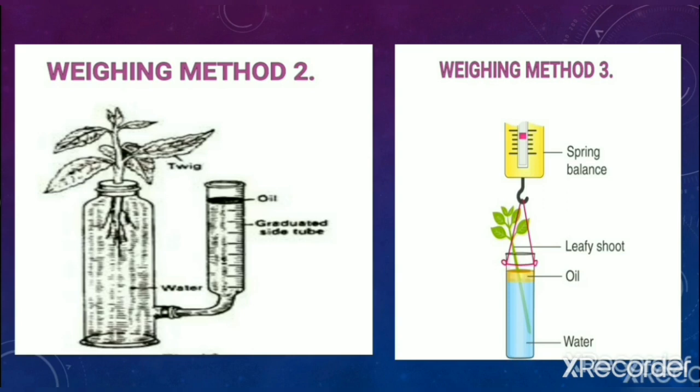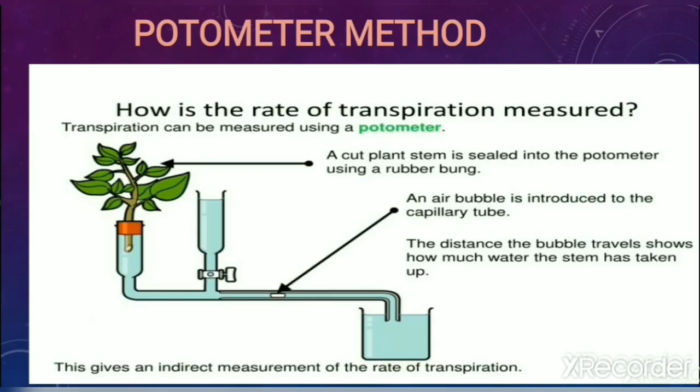Now come to the next method, that is the potometer method. A potometer is a device which is used for measuring the rate of water intake by plants. Generally two potometers are used, Ganong's potometer and Darwin's potometer. Ganong's potometer is also there in your practical syllabus. So this is a Ganong's potometer, and this potometer is made up of glass.